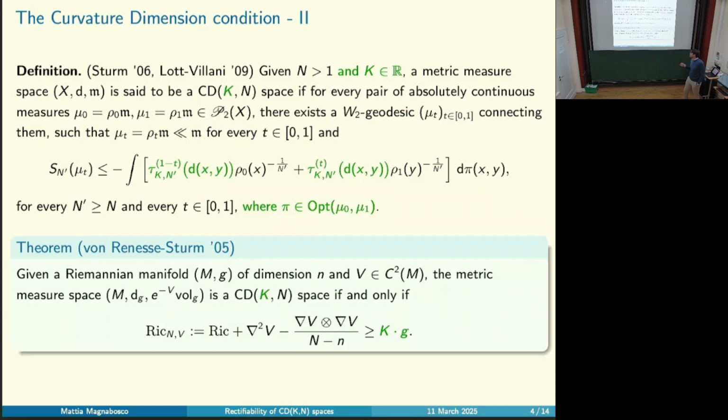Indeed, a weighted Riemannian manifold is a CD(K,N) space if and only if the generalized Ricci tensor is greater than or equal to K times the metric tensor. So in particular, even in this case, we have equivalence, and therefore, in general, the CD(K,N) condition is a consistent curvature dimension bound for metric measure spaces.